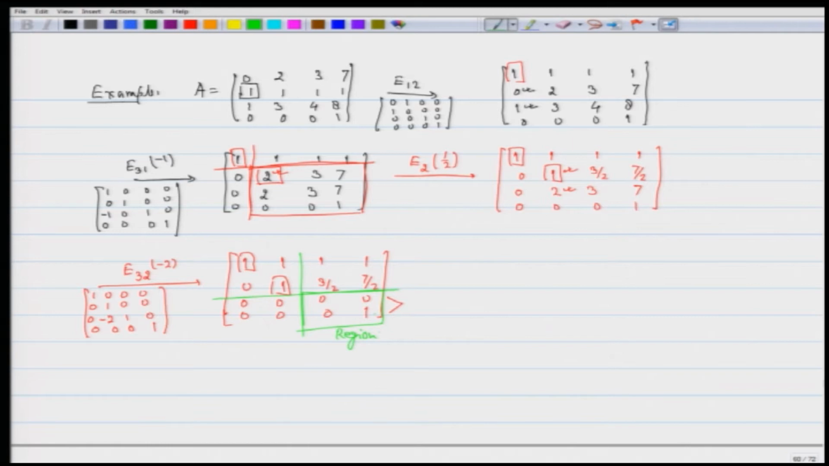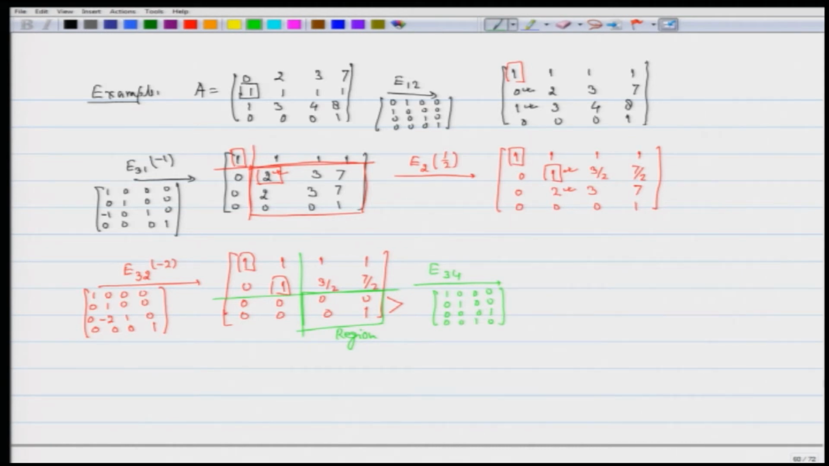Fine. And here 1 is here. So, we need to interchange. So, let us do that. So, how do I interchange? Interchange is interchanging the third and fourth row, which is nothing but 1 0 0 0, no change. In the third row there is a change, and there is a change in the fourth row.